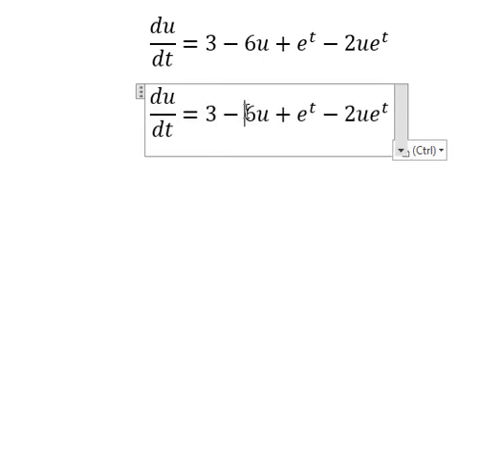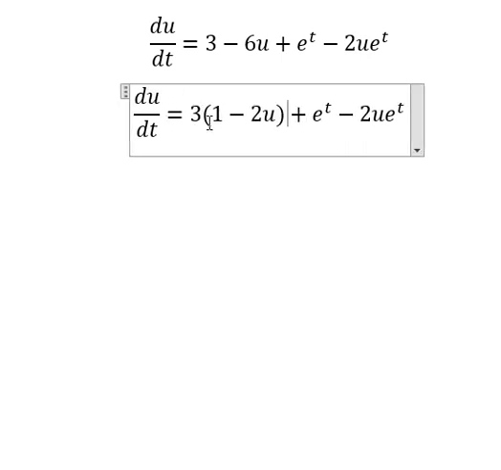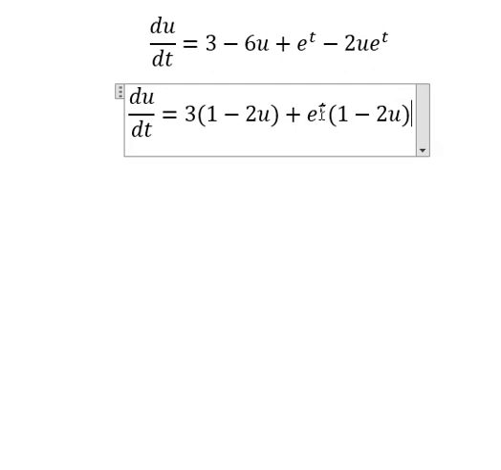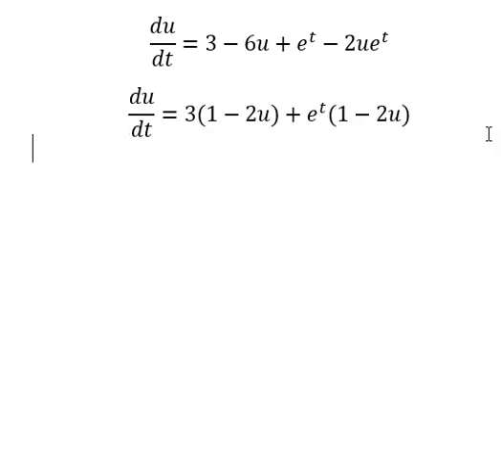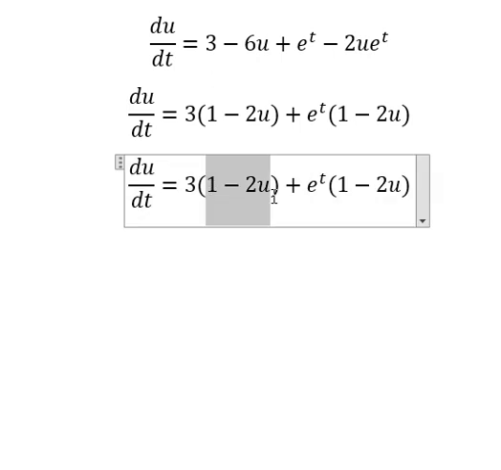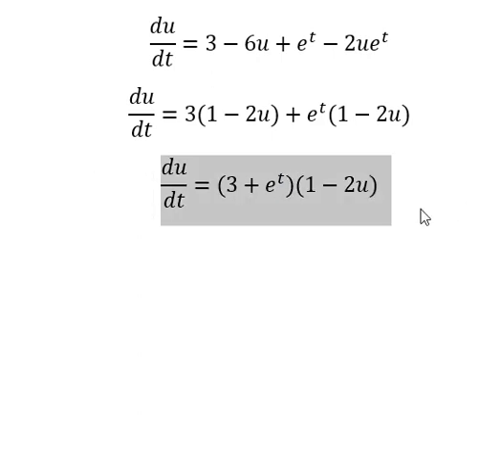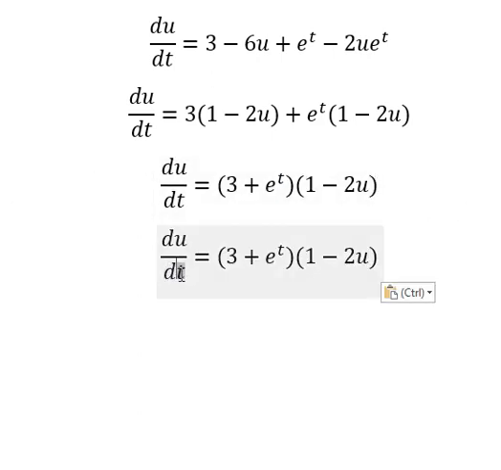Number 3 and number 6, we can do factorization by number 3. This one by e to the power of t. Next, we can do another factorization by 1 minus 2u. So this one I will put on the right. This one I will put on the left.